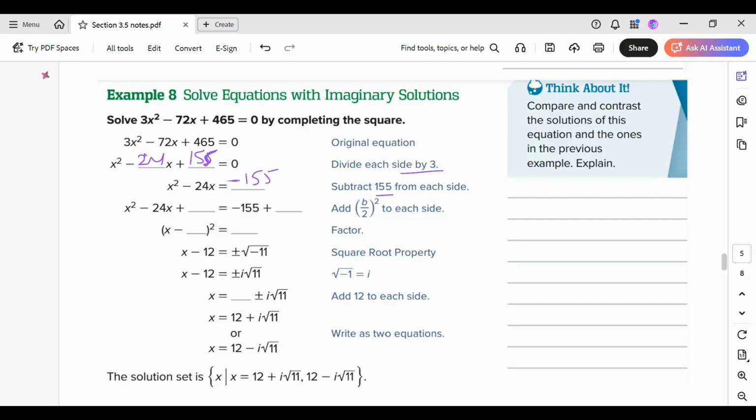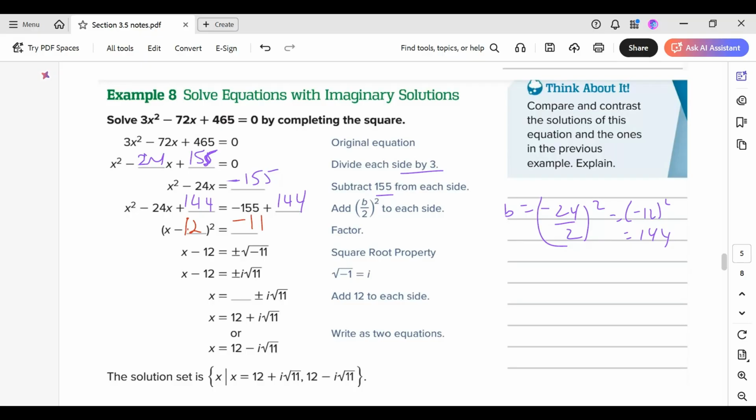So it's negative 155 on the right now. Again, we're doing completing the square. The b value in this instance is negative 24. So we're dividing by 2 and then squaring it. So we become negative 12 squared, which is 144. So I'm adding 144 to both sides. When we collapse it, we're going to get x minus 12 in the parentheses squared, equaling negative 155 plus the 144 makes it negative 11.